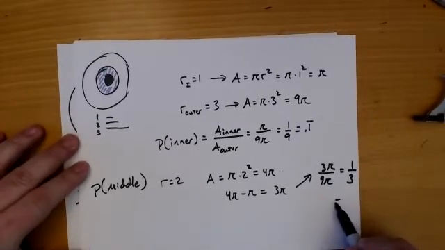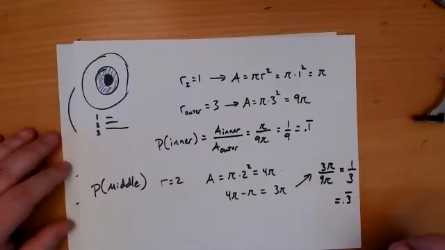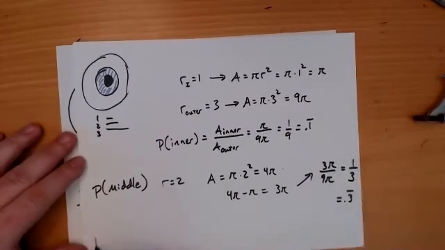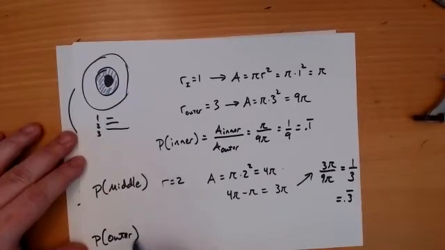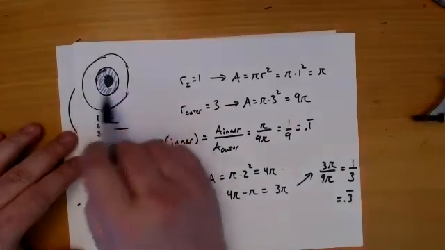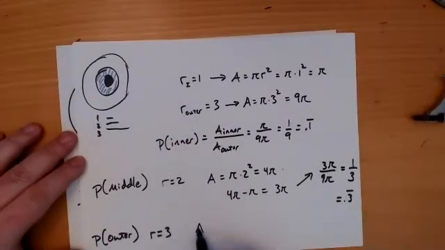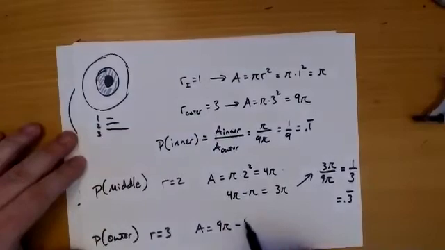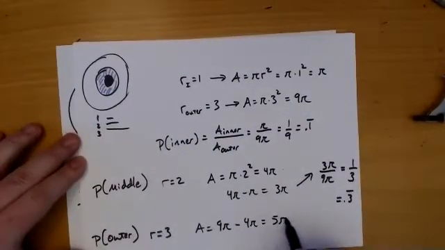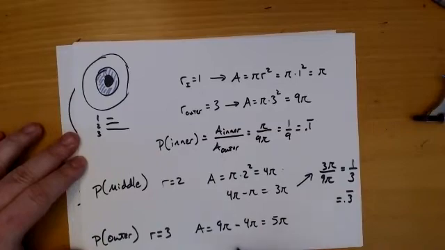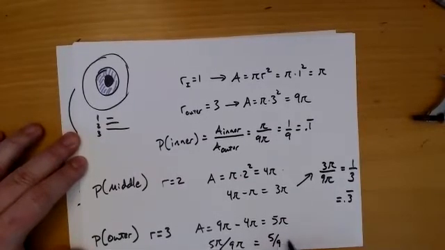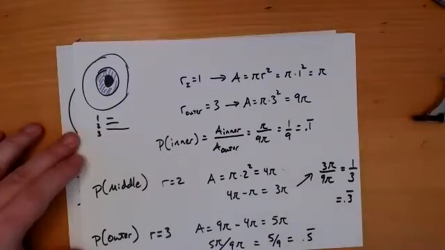Or 0.3 bar. Okay. And now the probability of the outer would be that its radius is 3, but we want to subtract the inner one. So its area is 9 pi minus the middle one, which was 4 pi, getting 5 pi, and then we divide by the total area. So 5 pi divided by 9 pi is equal to 5/9, which is 0.5 bar.